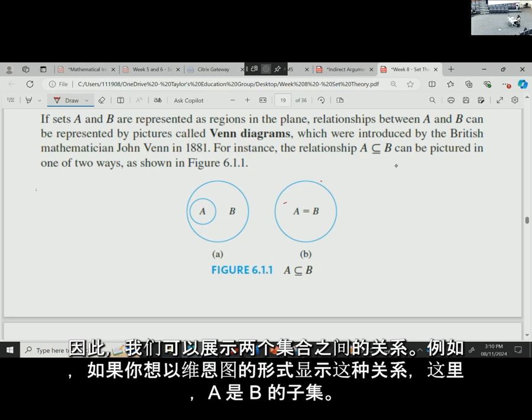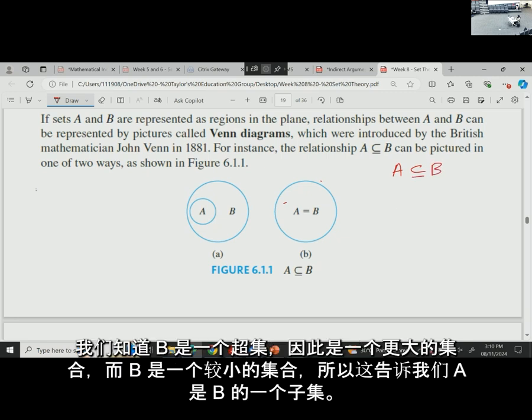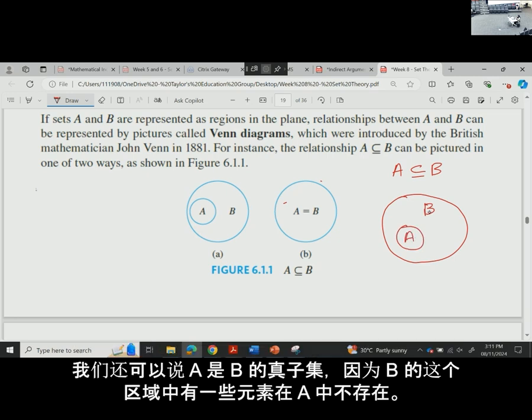For example, if we want to show this relationship in the form of a Venn diagram, here A is a subset of B. How can you show it? We know that B is a superset, so a bigger set, and then this is a smaller one. So this tells us that A is a subset of B. And we can also say that A is a proper subset of B because there are some elements in this region of B that are not present in A.